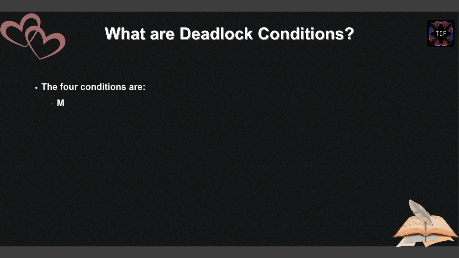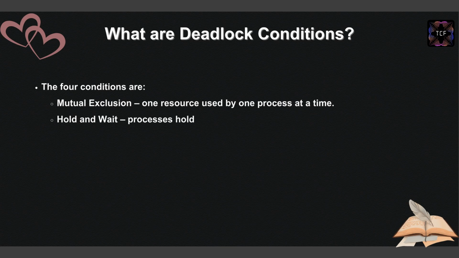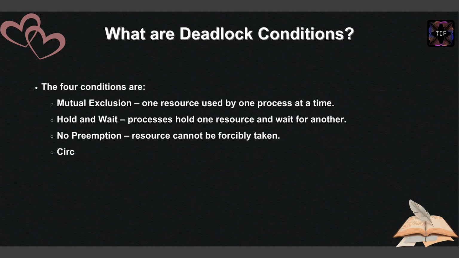What are deadlock conditions? The 4 conditions are: mutual exclusion, one resource used by one process at a time; hold and wait, processes hold one resource and wait for another; no preemption, resource cannot be forcibly taken; circular wait, circular chain of waiting processes.